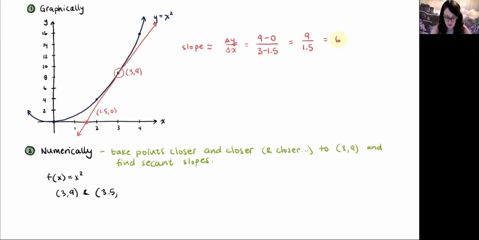But we do need the y value. To find the y value on the function y equals x squared at 3.5, we're going to just plug in 3.5 for x into x squared. That'll give us the y value. So when you square 3.5, you get 12.25.